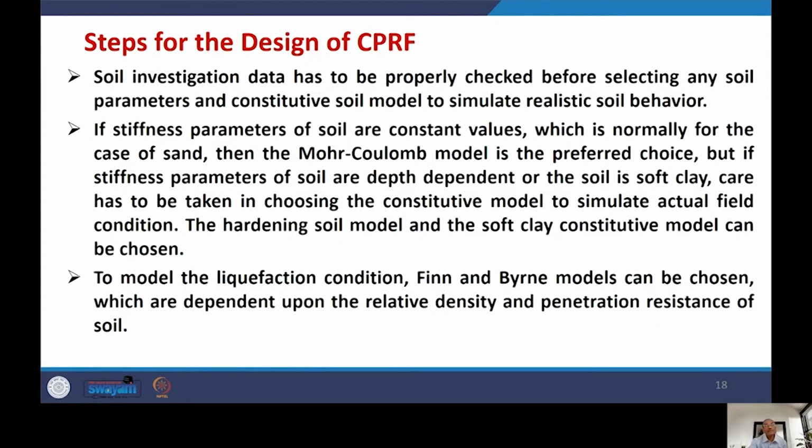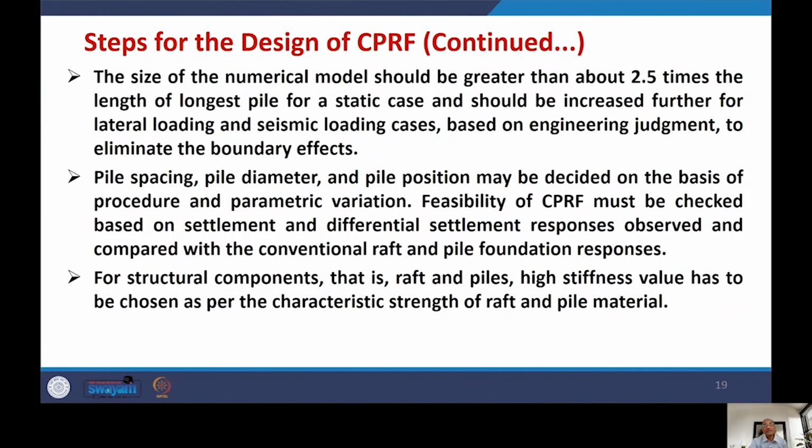Continue with the CPRF. Steps for the design of CPRF. The size of the numerical model should be greater than about 2.5 times the length of the longest pile for a static case, and should be increased further for lateral loading and seismic loading cases, which can be done based on engineering judgment to eliminate the boundary effects.